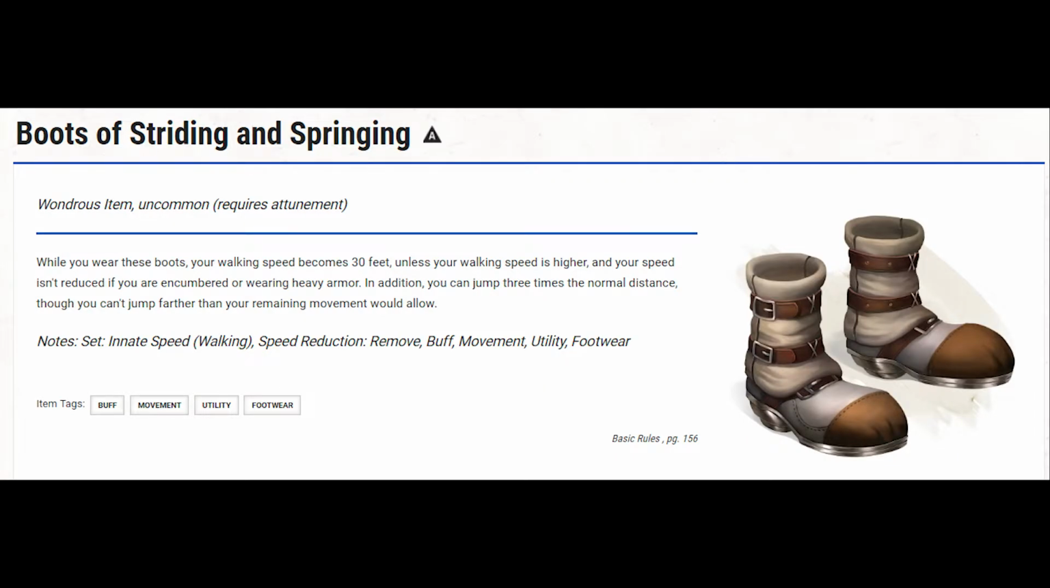This matters if you give your players any boots of striding or springing, because it triples the distance that you could jump. So if you only have 30 feet of movement speed and you have 20 strength, you could jump 60 feet, but you can really only jump 30 feet. The boots specifically say, though, you can't jump further than your remaining movement speed would allow. I would still probably allow them to jump that full distance, but just not in one turn. I'm curious how you would rule that.